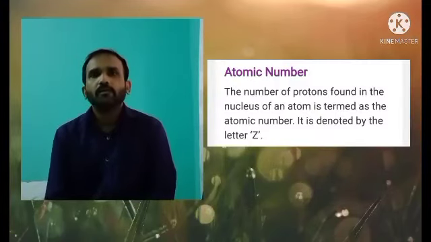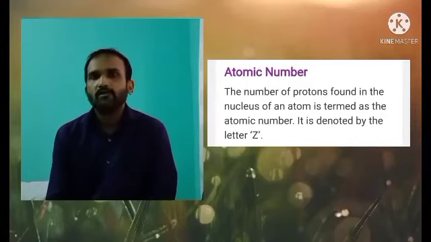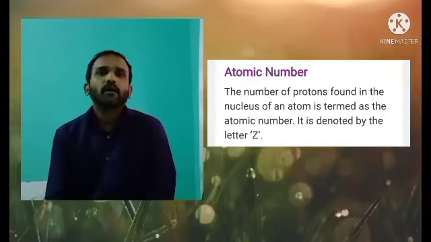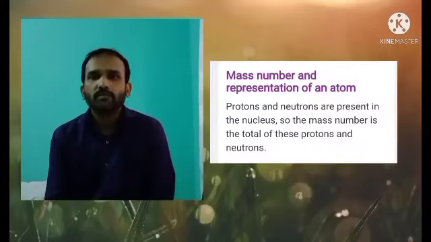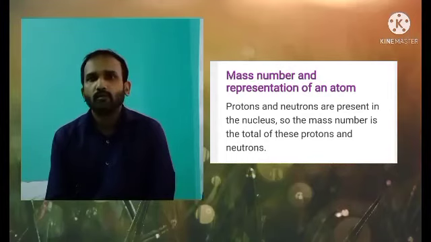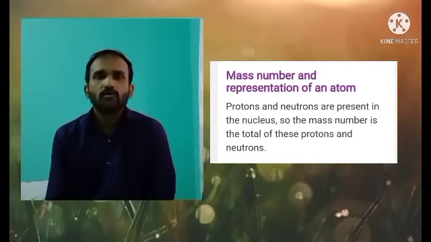The number of protons in a nucleus is called the atomic number. So we can say the atomic number of an element is the total number of protons in that element. Similarly, there is the mass number. The mass number is the sum of the number of protons and the number of neutrons. So the total number of protons and neutrons gives the value of the mass number.